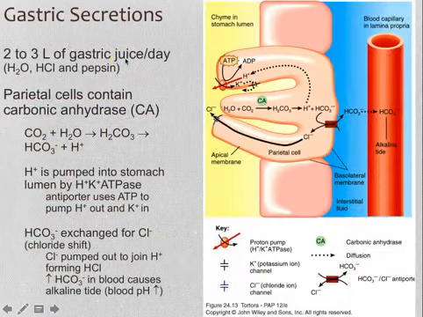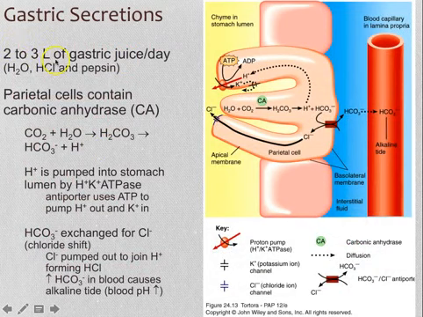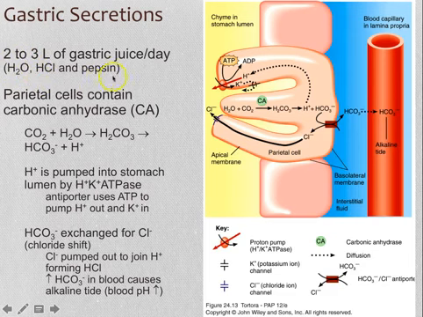So there's lots of gastric secretions that occur. You're producing about 2 to 3 liters of gastric juice a day. That's going to consist of water, hydrochloric acid, and then pepsin or pepsinogen. And basically, how you're actually producing the hydrochloric acid, just take a look at this image. You should be familiar with this equation. We've seen it before. So you have water and carbon dioxide, and in the presence of carbonic anhydrase will form carbonic acid. That carbonic acid quickly dissociates into hydrogen ions as well as bicarbonate ions.